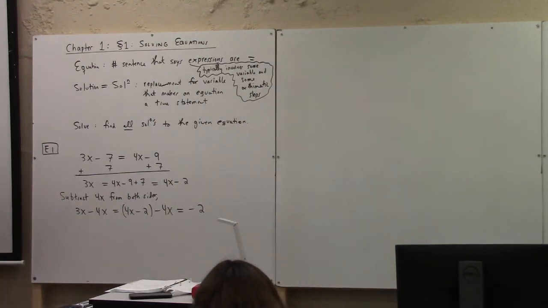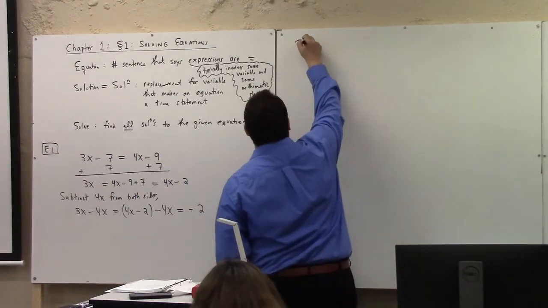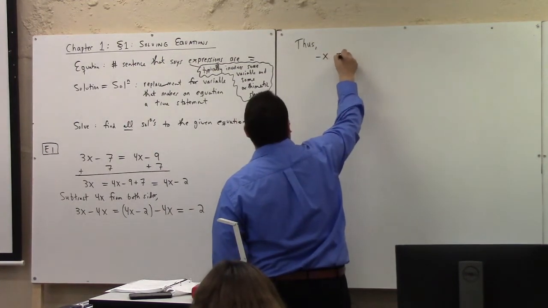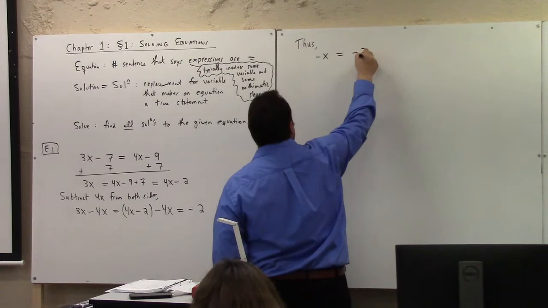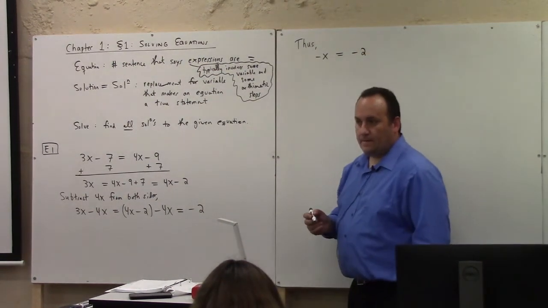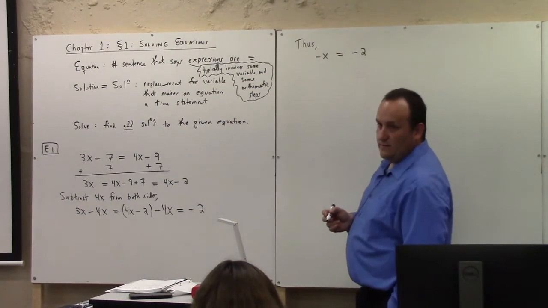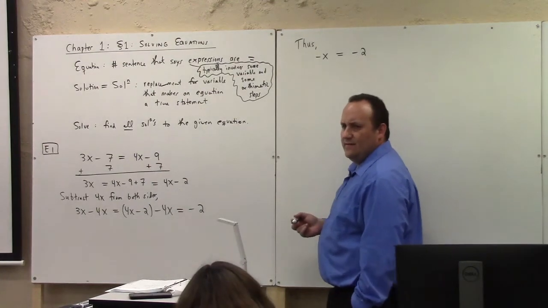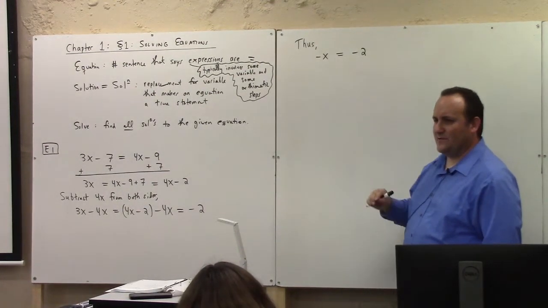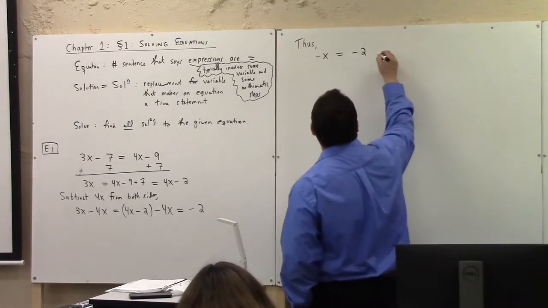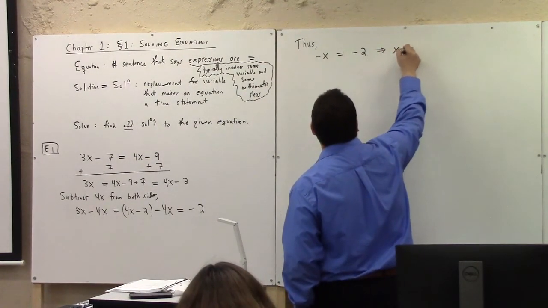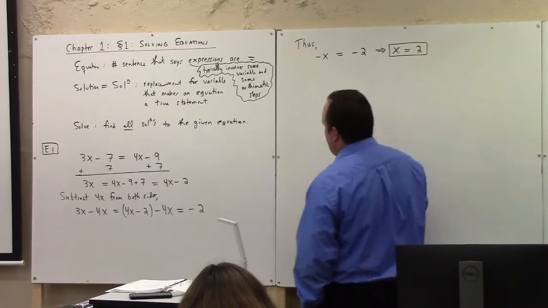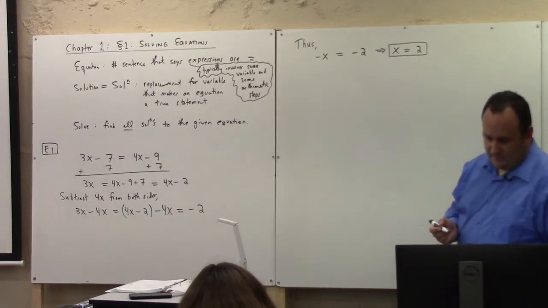So I'll write up here. Thus we've got minus x equals what? Negative 2, right? And then do what? You said divide by minus 1, yeah, so we can multiply by minus 1 or divide by minus 1. Isn't that kind of funny? Multiplying by minus 1 and dividing by minus 1 are the same thing. It's a funny situation, isn't it? So this implies that x equals 2. And there you go. Now x equals 2 is the what? It's the solution.